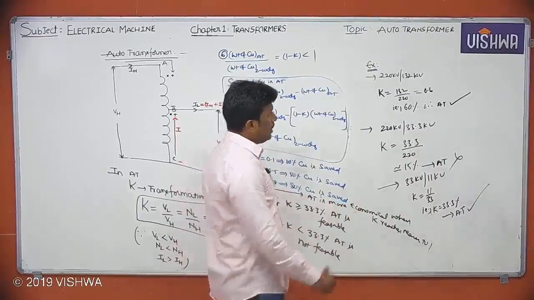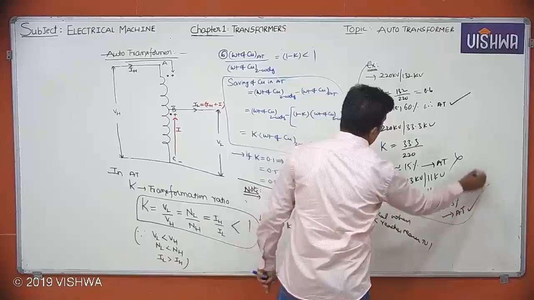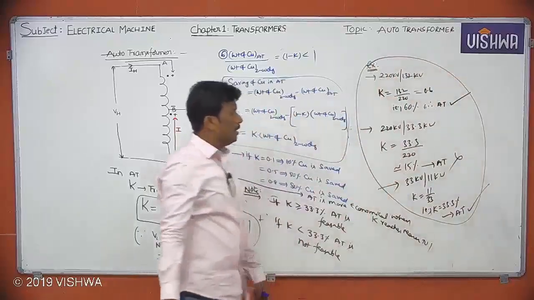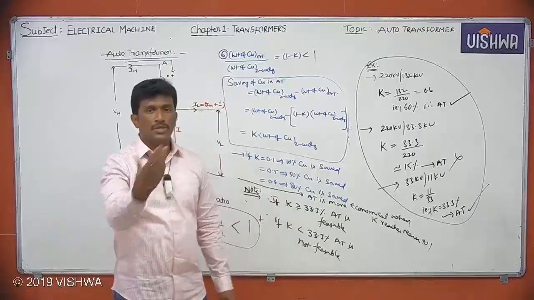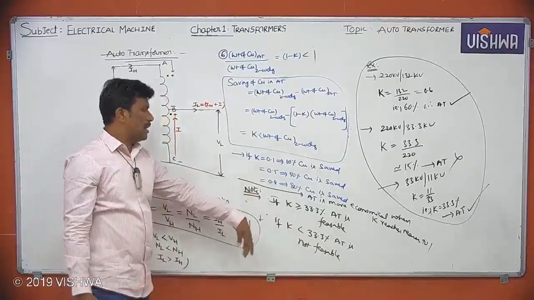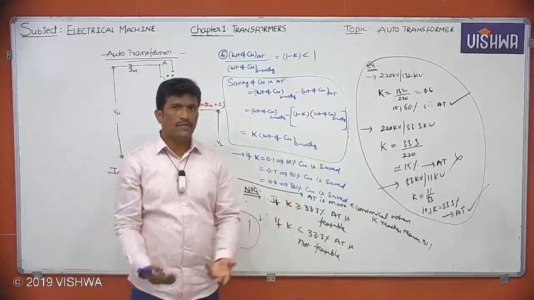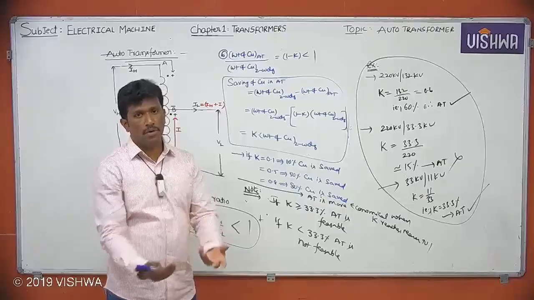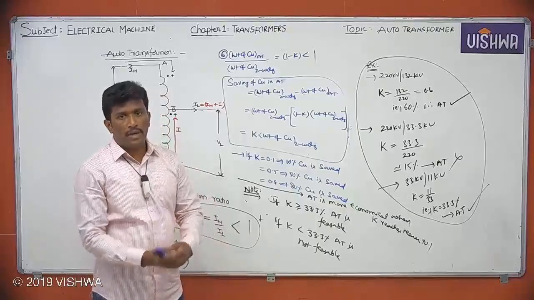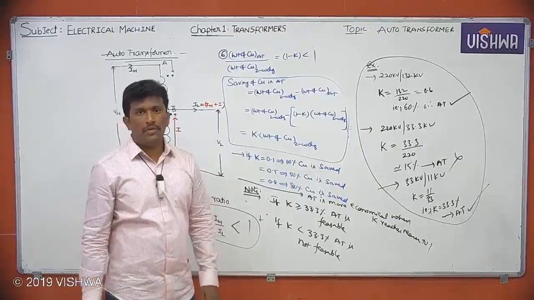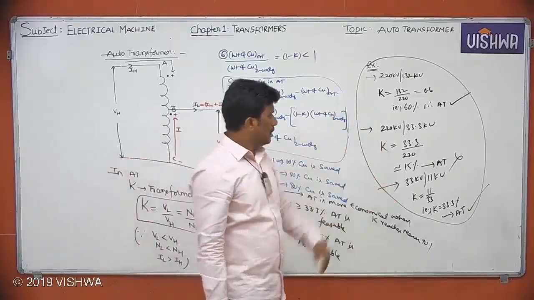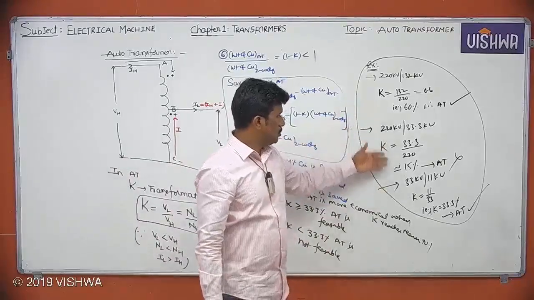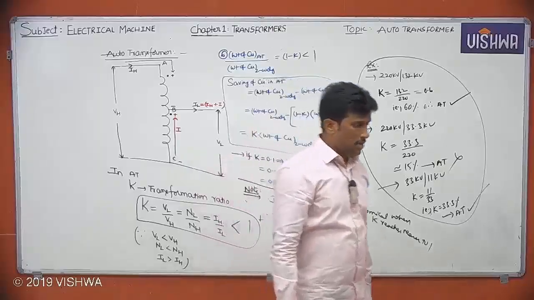So like this, depending on your k value, you can decide whether an auto transformer can be used or not. When can an auto transformer be used? When the k value is greater than or equal to 33.3%, the saving of copper will be more, so it is more economical. So in place of a two-winding transformer, we will use an auto transformer. Is it clear? Like this, you can decide for these three examples. Okay, make it fast.